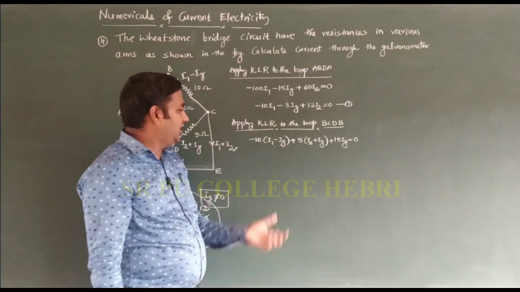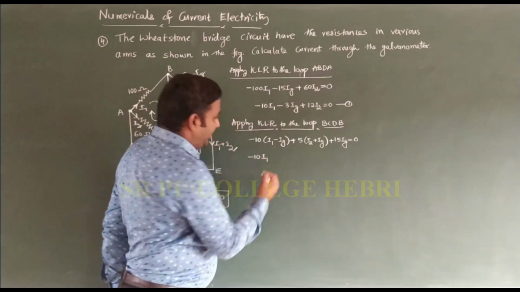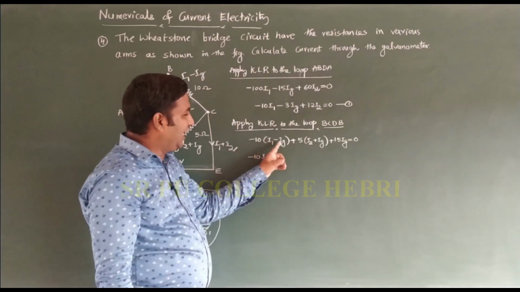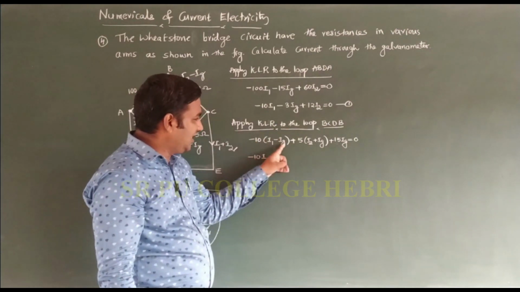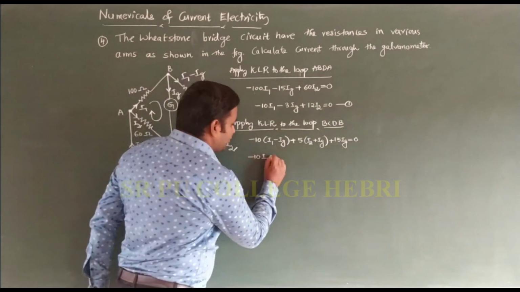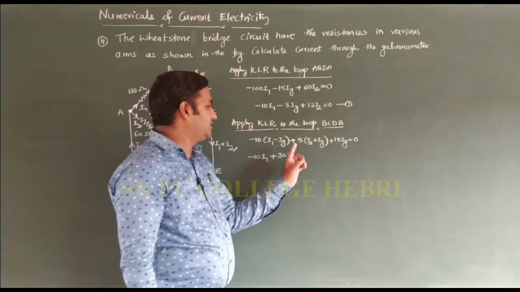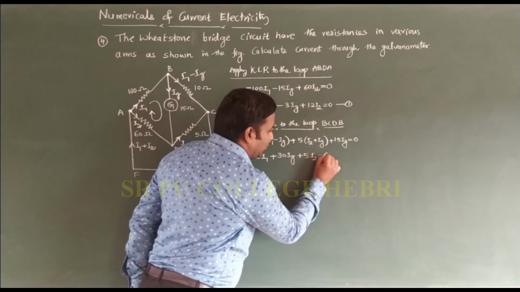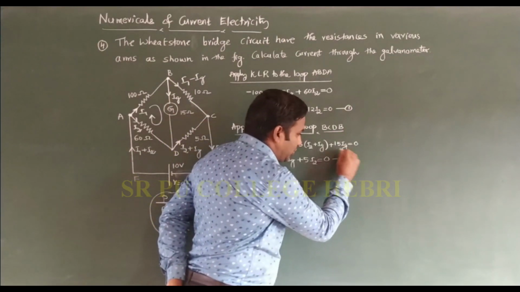Rearrange this. Again here minus 10 into I1. Minus into minus becomes plus, 10 IG here, it is 5 IG, here it is 15 IG. Total becomes 10 IG plus 5 IG, it becomes 15 IG, plus 15 IG, it becomes 30 IG. Again remaining is 5 I2 is equal to 0. Once I got this equation, I assume that this one is equation 2.